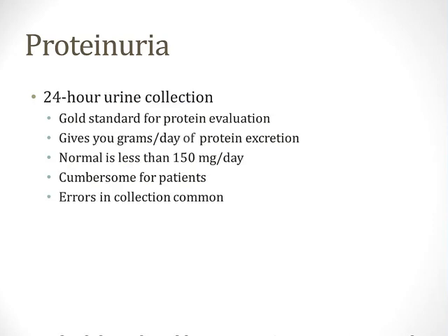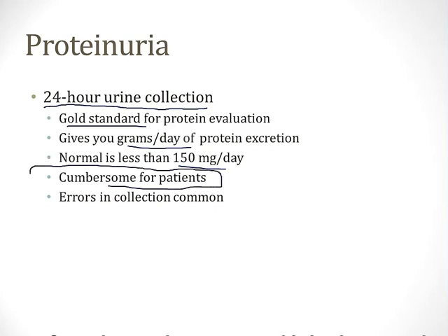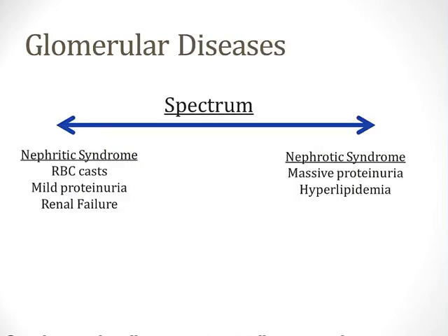And then the ultimate way to measure protein in the urine is to do a 24-hour urine collection. So you ask the patient to carry around a bucket and to urinate in it each time they go. This is the gold standard for evaluating protein excretion by the kidneys. It gives you an actual number of grams per day of protein excretion, and normal is less than 150. The problem is it's very cumbersome for patients because they have to carry this bucket around and keep it in the refrigerator when they're not going to the bathroom. And often patients forget and miss a void, and therefore you get an error in the collection. So glomerular diseases generally occur along a spectrum.